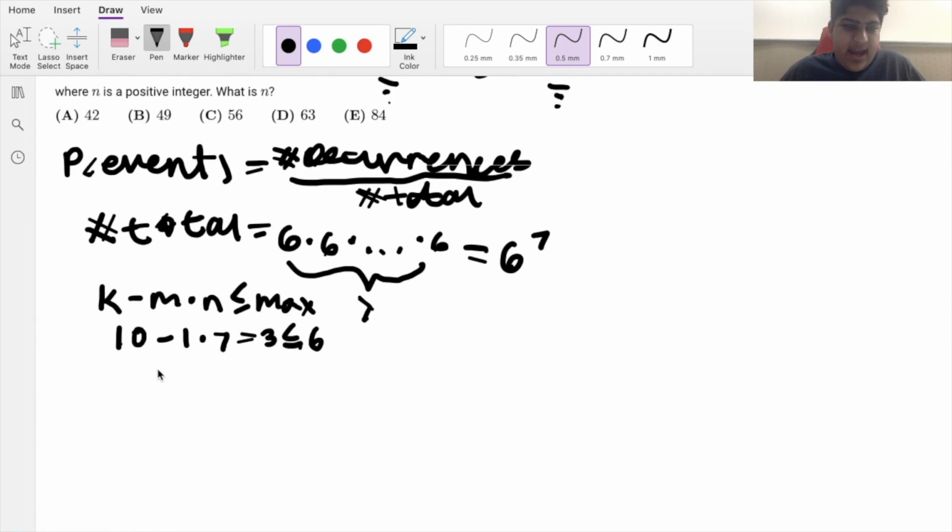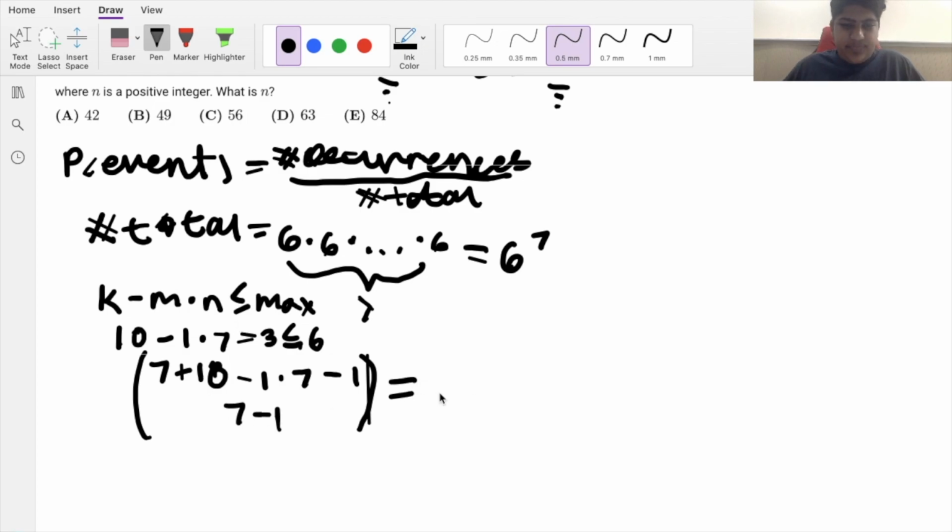so the number of ways is equal to n, which is 7, plus k, which is 10, minus m times n. In this case, we have m is equal to 1, and n is equal to 7, and then all of that minus 1, and then we have to choose n minus 1, which is 7 minus 1. And this expression over here is equal to 9, and this expression on the bottom here is equal to 6.